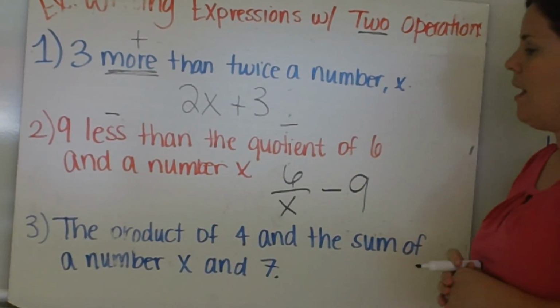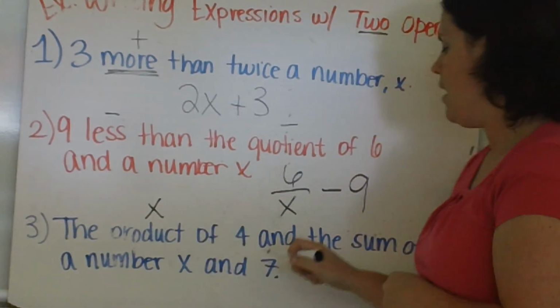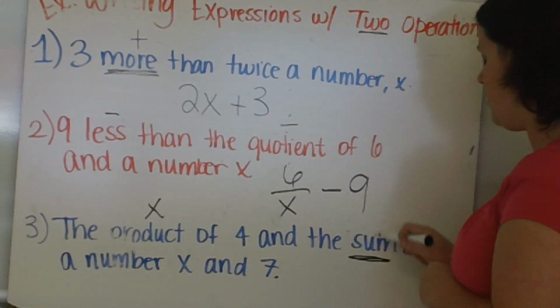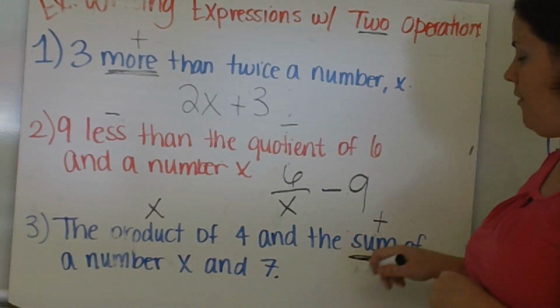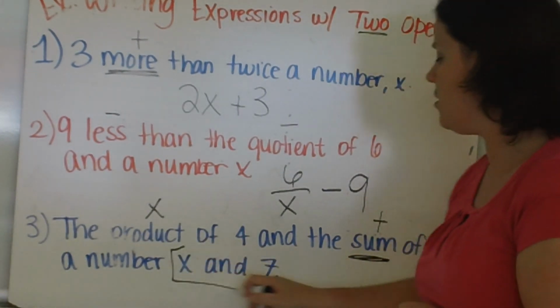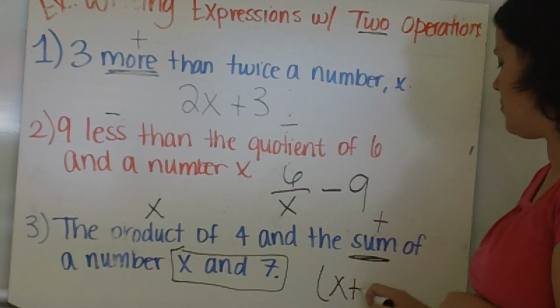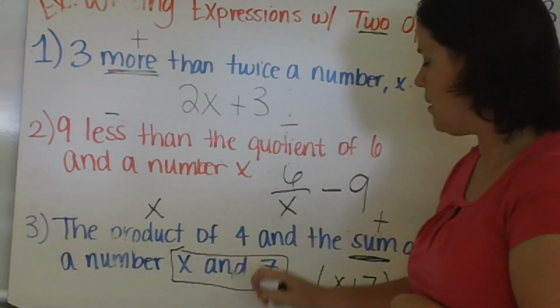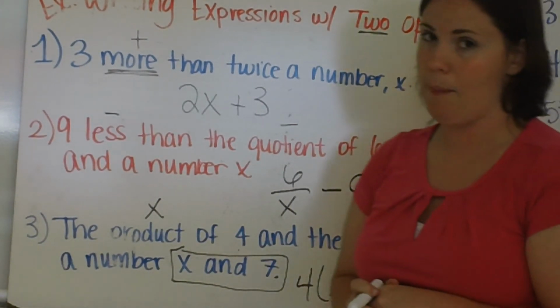All right? And then the product of 4, so product is multiplying, and the sum, so I'm adding, of a number x and 7. Since it's the sum of these two numbers, I'm going to put that in parentheses, x plus 7. And then it's the product of 4, so 4 will go on the outside, and I'm multiplying that by the sum.